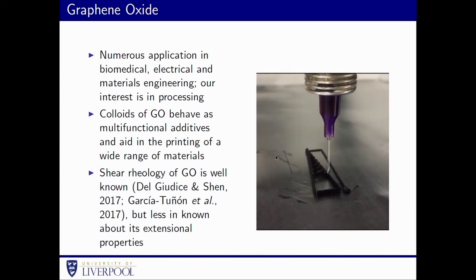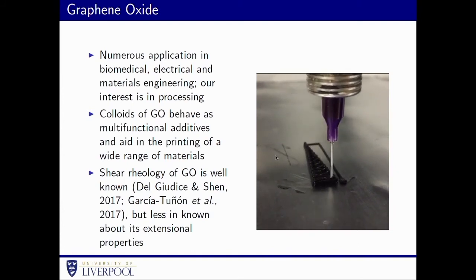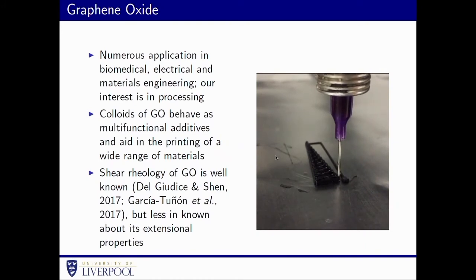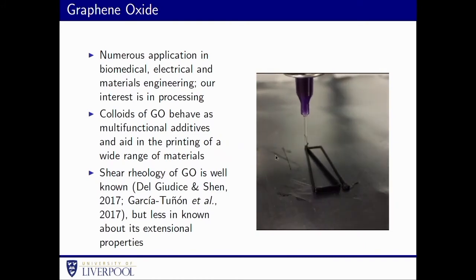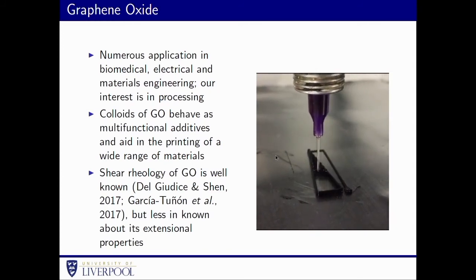The shear rheology of GO is well known, so Del Giudice and Shen and Garcia-Tunon 2017, but much less is known, or much less has been reported, about its extensional properties. So in this sort of flow, we've got shear near the walls and the nozzle, but extension in the center. So that's kind of what motivated this work.